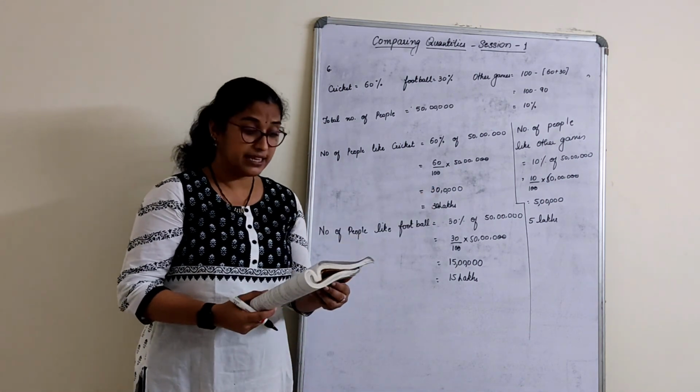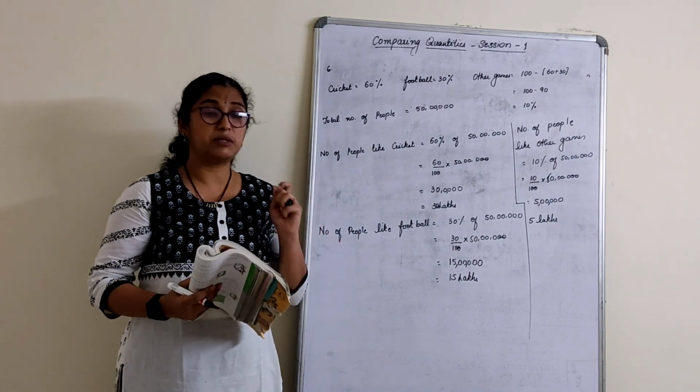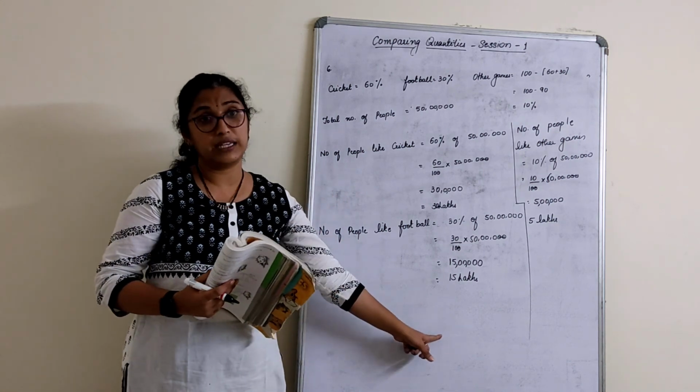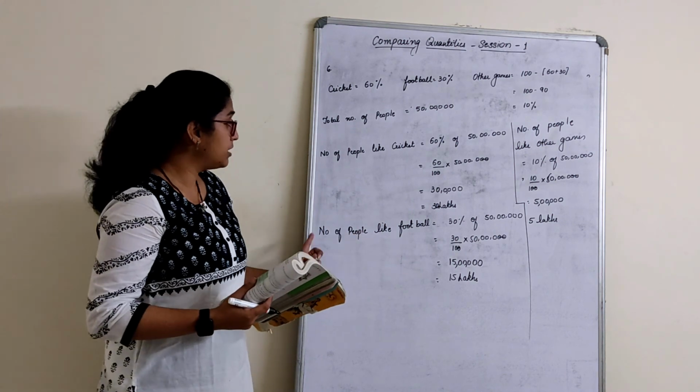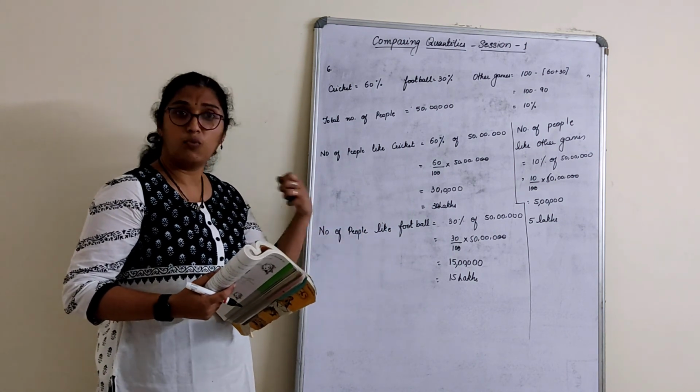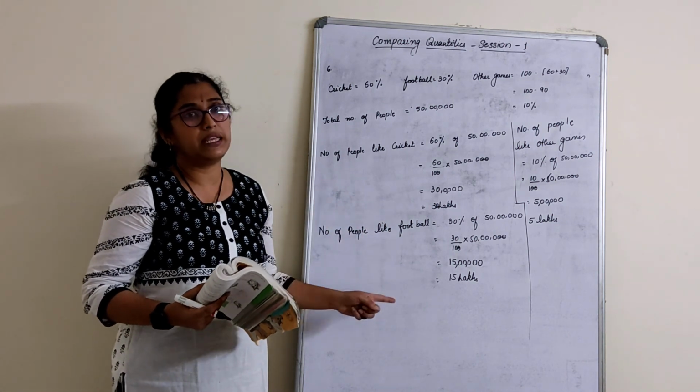Give the concluding answer as they have asked here. All verbal sums, please remember to give the concluding answers in written form. Therefore, the number of people who like cricket are 30 lakhs, and so on. It takes one extra minute, but please do it.